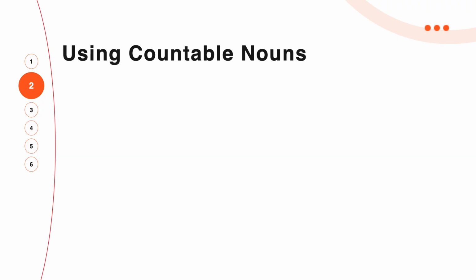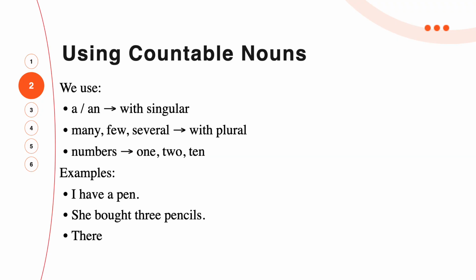Using countable nouns. So we use a, an with a singular noun, and the second is many, few, several. We use it with plural, numbers 1 to 10. Examples: I have a pen. Second is she brought 3 pencils. Third is there are many cars on the road.